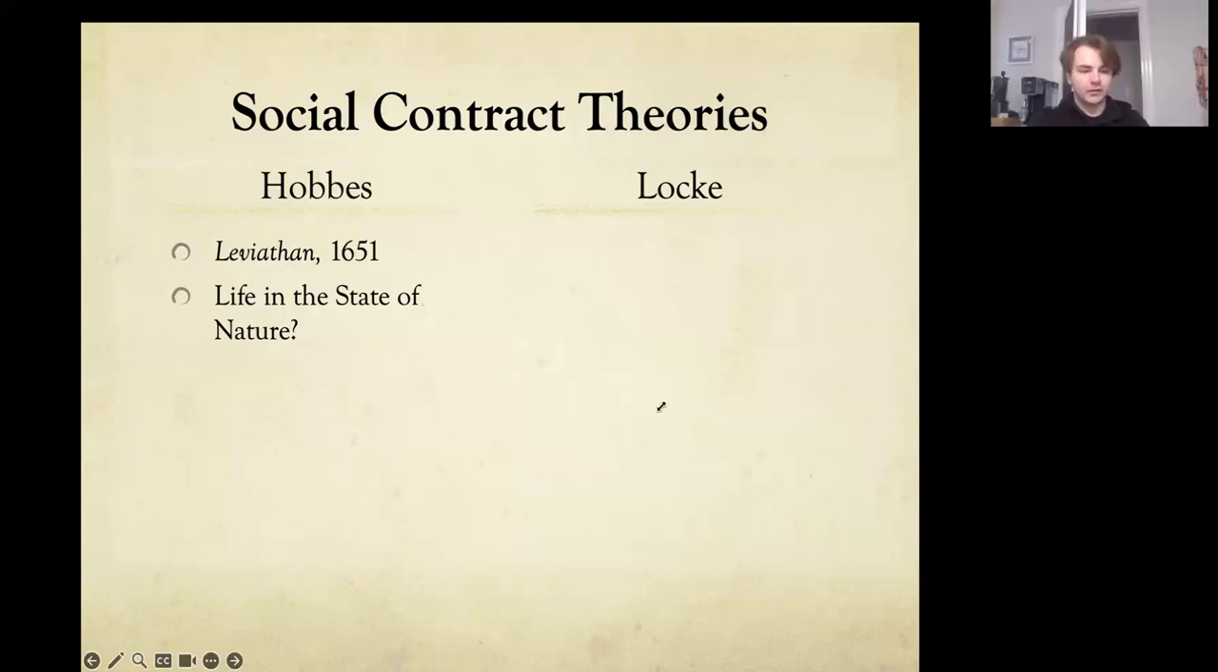It says it's like a state of war. Yeah, the state of war. Will you read us a little bit more from that passage? Or are you just looking at your notes, which is fine too? I was looking at my notes.